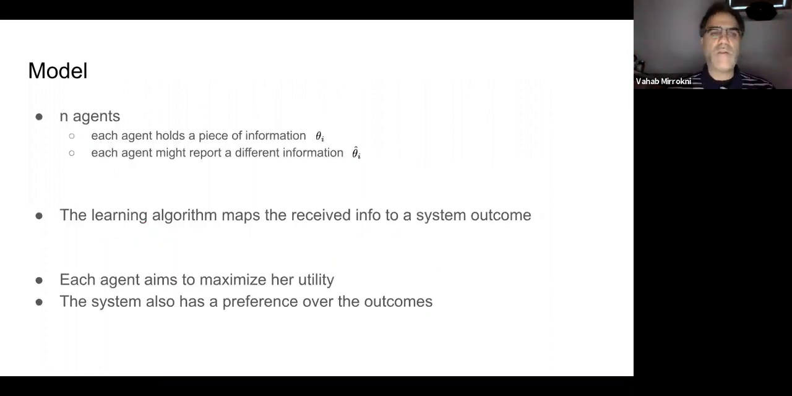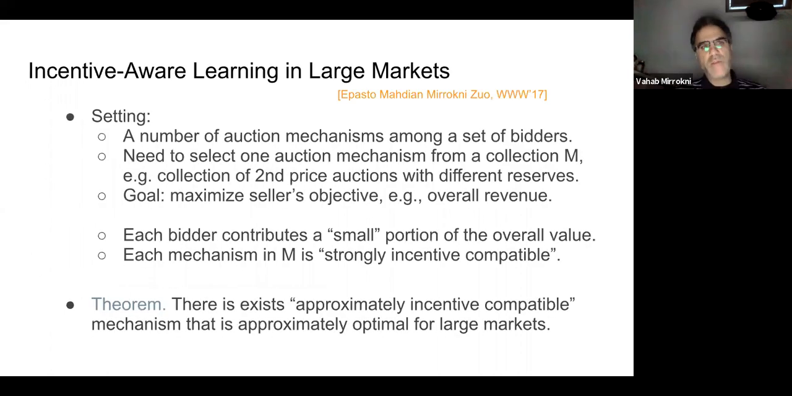for buyers. So this is a longer story, but in the static setting, we can model this as agents with some private types and an algorithm that maps these private types to a system outcome. When we face large enough markets, we observe that there is an approximately optimal incentive compatible mechanism that basically achieves both approximately optimal welfare and approximately optimal incentive compatibility.